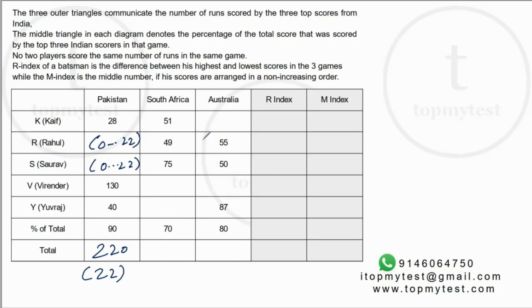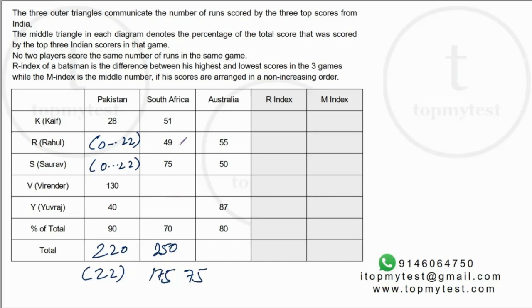Okay, let's look at South Africa. South Africa, this is 100, 175. 175 represents 70% of the total. So 25 into 7 is 175, so 25 into 10, 250 will be the total score. Balance is 75. So people can score up to 75.